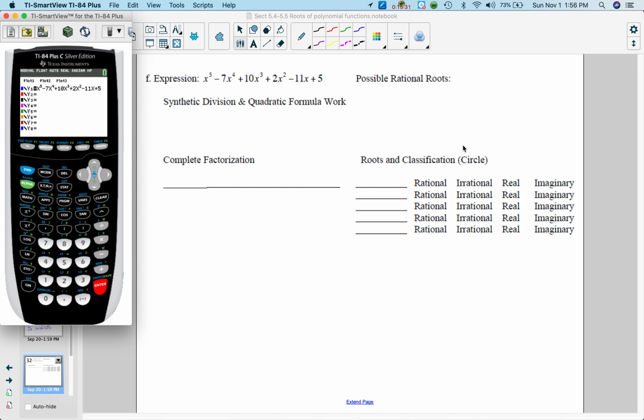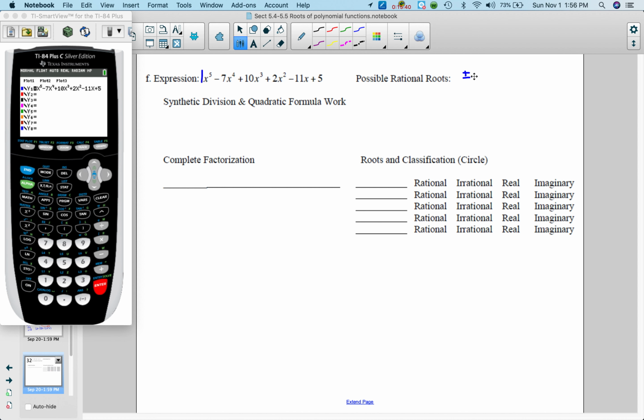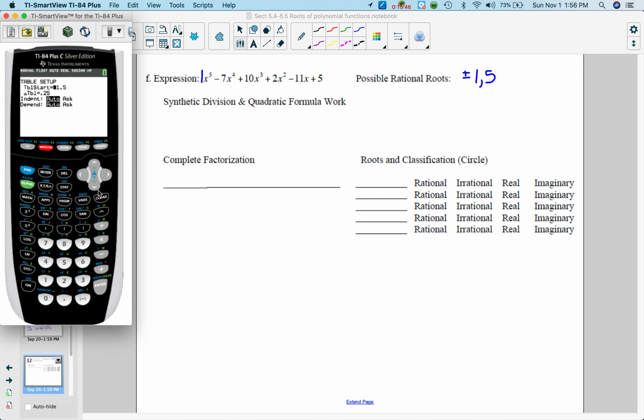What if you have a fifth degree polynomial? No big deal because you're doing the same stuff. So the possible rational roots, this time the leading coefficient is 1, so it's just plus or minus 1 or 5. So those are the only possibilities. I'm going to set this up just as an increment of 1. And we are looking for one root to help us get started. Oh, let me just start this at 0.